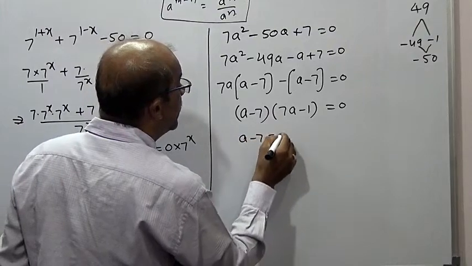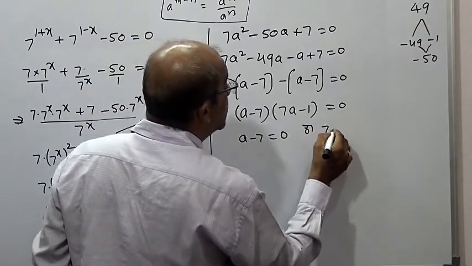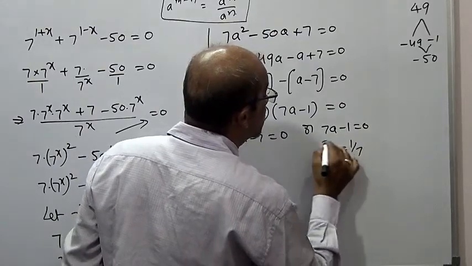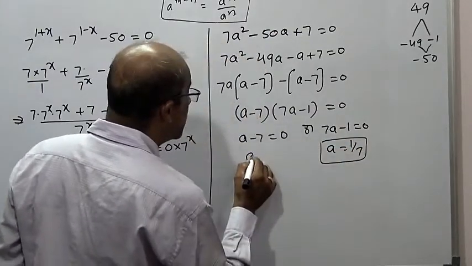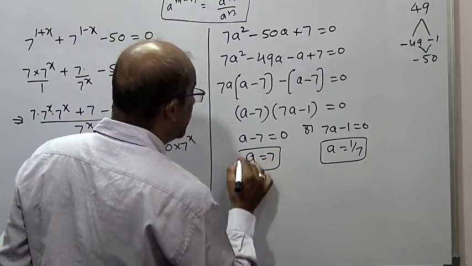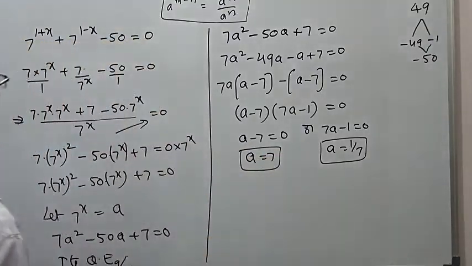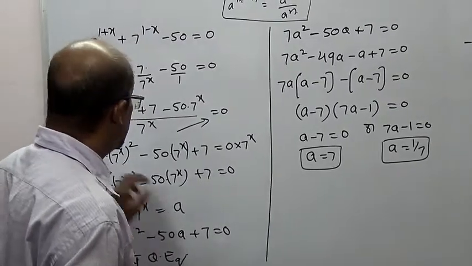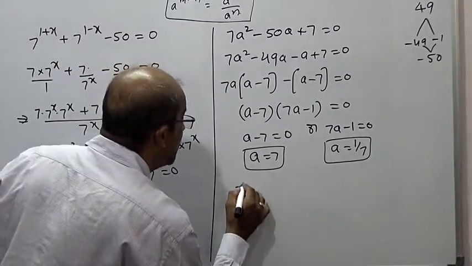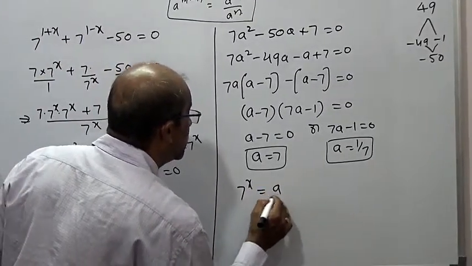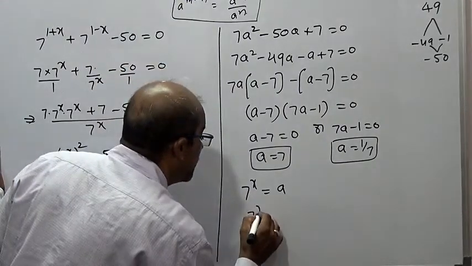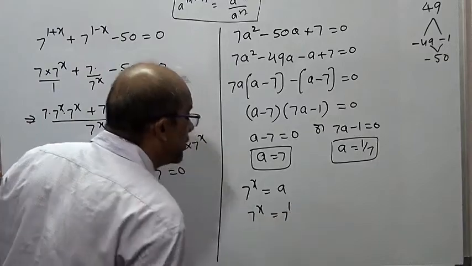So a minus 7 equal to 0 or 7a minus 1 equal to 0. a is equal to 1 by 7, here a is equal to 7. But what is a? Our assumption is 7 power x is equal to a. So a is 7. So 7 power x is equal to 7 power 1.